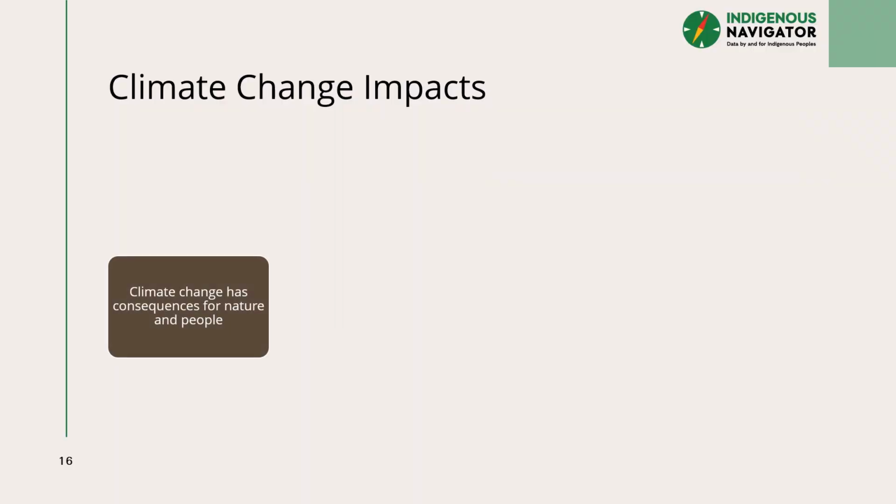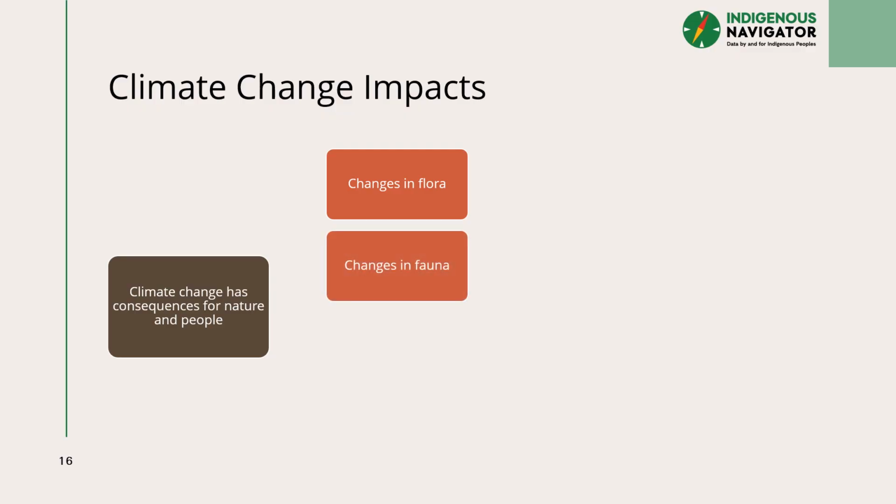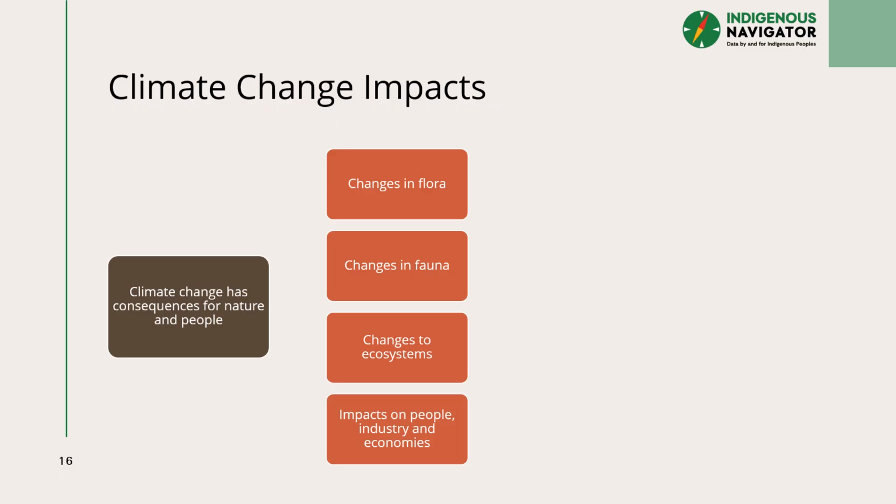Climate change has consequences for nature and people. Climate change-induced extreme weather events or increased levels of carbon dioxide changes the world around us. This leads to changes to flora, which includes vegetation and plants, fauna, which includes animal life such as fish stocks, and land and marine ecosystems. This also impacts on people, industry, and economies.